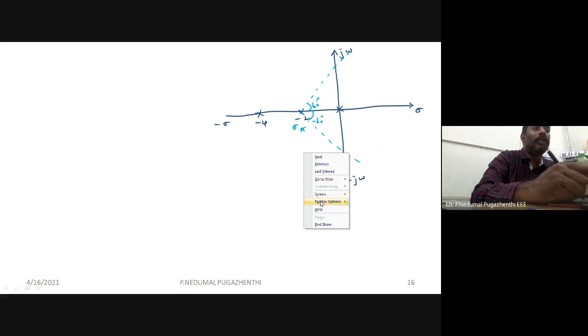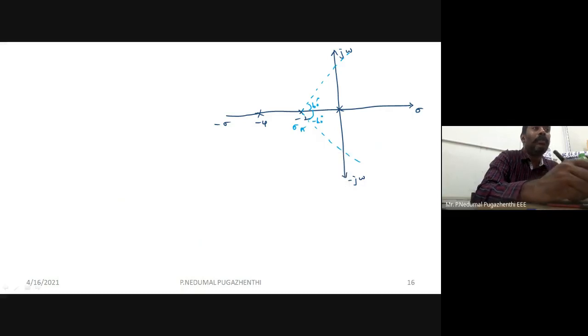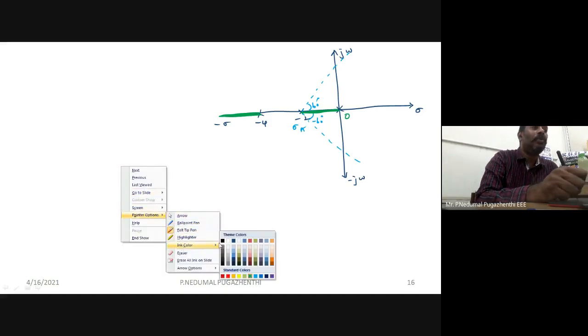I have found that there is a possibility of a root locus branch between 0 and minus 2, and from minus 4 to minus sigma you have a root locus branch. For that we have taken some test points and organized it. We have found it.